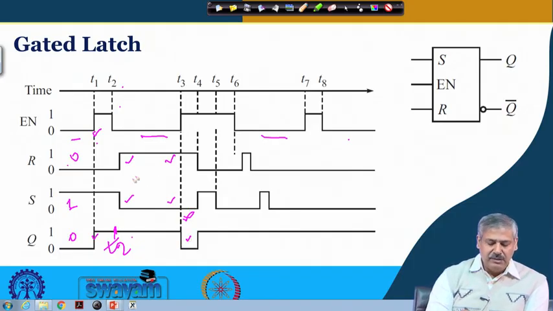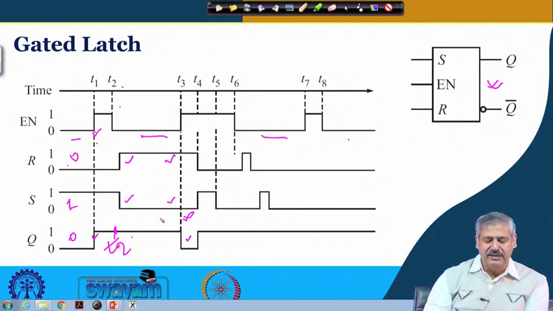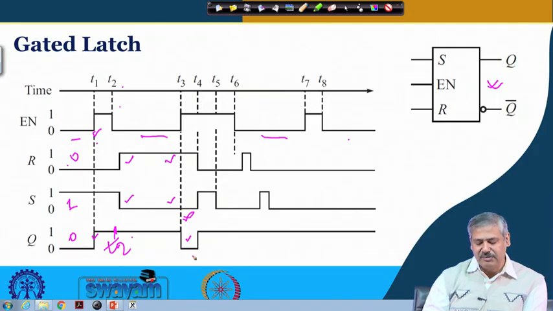So, in between, before the enable was there, if S and R had changed their value, it would not be captured by the final output. Only when the enable is there, whatever the value of S and R is, that gets transmitted and reflected in the final output. So, this is the idea.